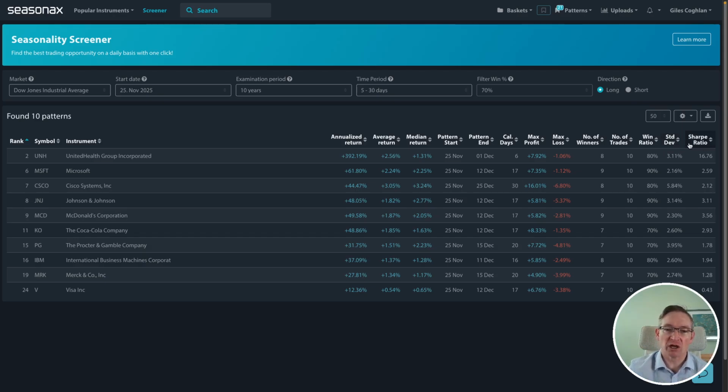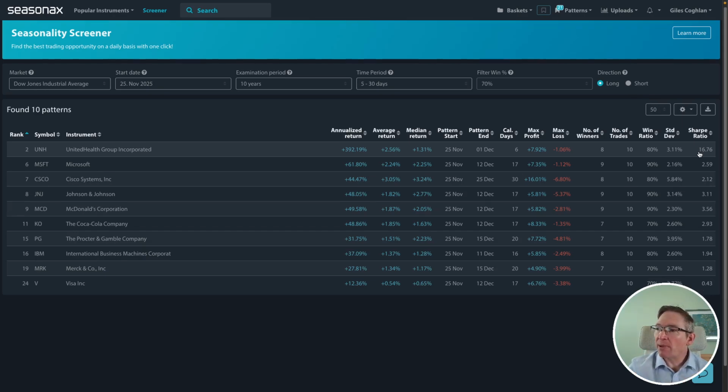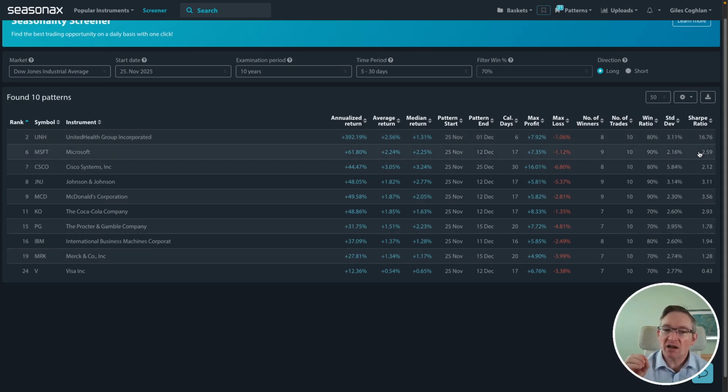Then we also have the Sharpe ratio. Arguably, it's the single best quality score in the screener, because what the Sharpe ratio tells you is how much return you're getting per unit of risk. It's a way of measuring the return versus the risk you've put on the table. So a pattern with a very high Sharpe ratio is telling you that the return you're getting for the risk is good. So you want the Sharpe ratio to be a high number.